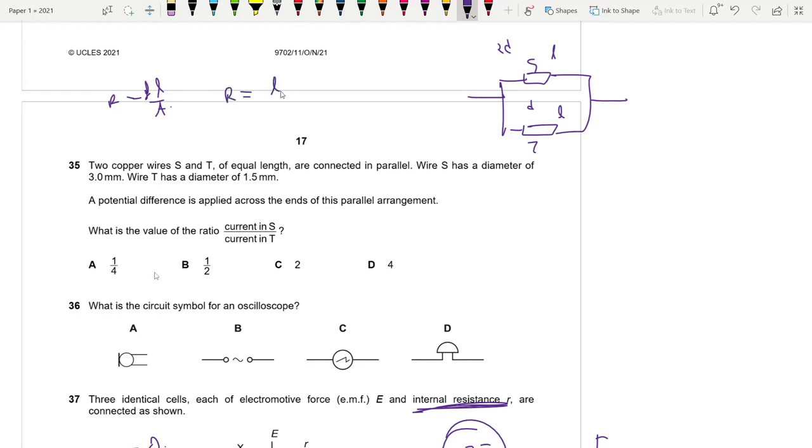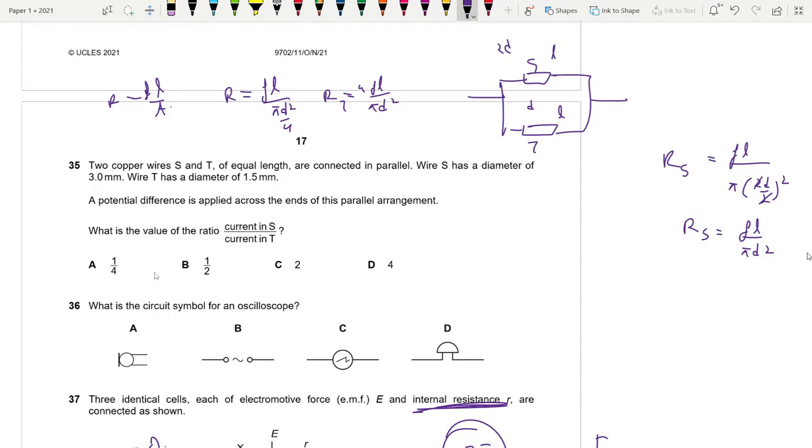Both of them are copper. So R is equal to rho L by pi d squared by 4, or R is equal to 4 rho L divided by pi d squared. So this is for T. What about R_S? It's going to be rho L divided by pi into 2d by 2 whole squared. So resistance of S is equal to rho L divided by pi d squared.